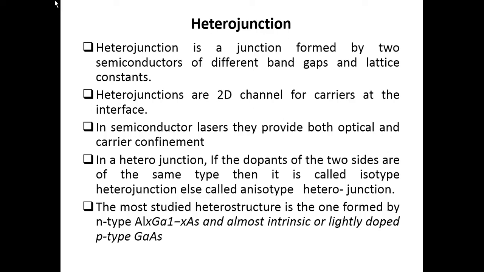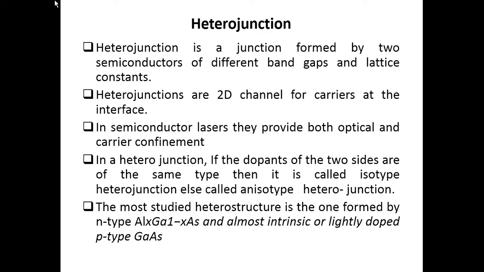In a heterojunction, if the dopants of the two sides are of the same type, then it is called an isotype heterojunction. Otherwise, if the dopants of the two sides are of different types, it is an anisotype heterojunction. The most studied heterostructure is the one formed by N-type aluminum gallium arsenide, which is almost intrinsic in nature, of course lightly doped usually, with a P-type gallium arsenide.